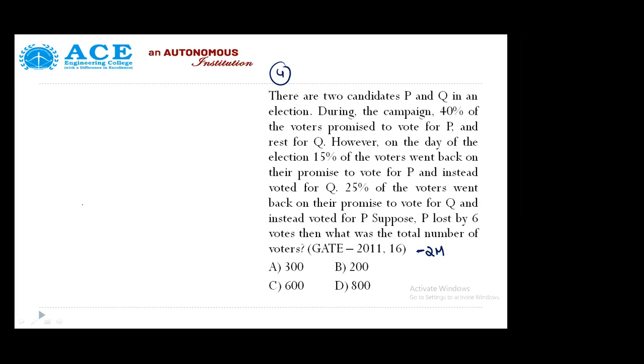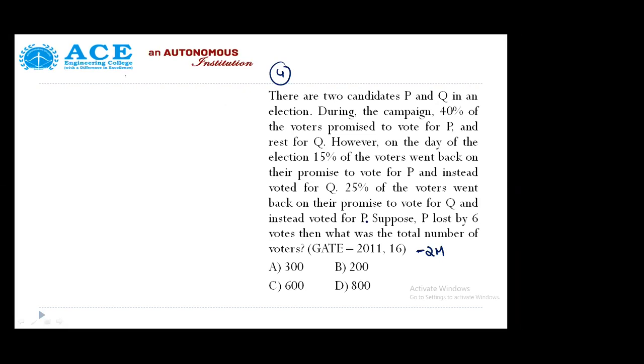There are 2 candidates P and Q in the election. During the campaign, 40% of the voters promised to vote for P and the rest for Q. However, on the day of election, 15% of the voters went back on their promise to vote for P and instead voted for Q, whereas 25% of the voters went back on their promise to vote for Q and instead voted for P. Suppose P lost by 6 votes, then what was the total number of votes?